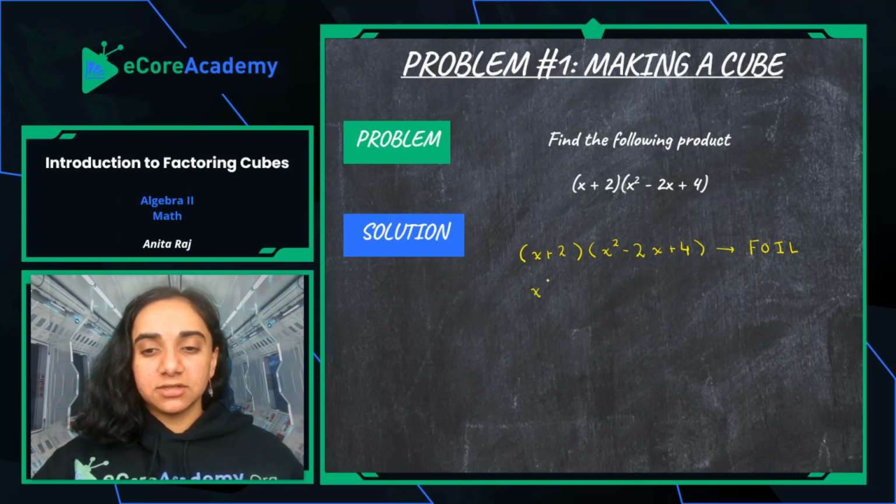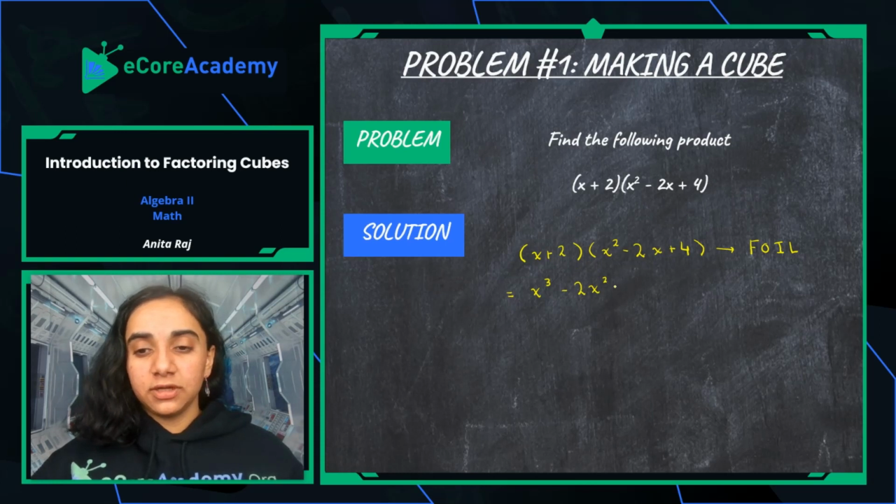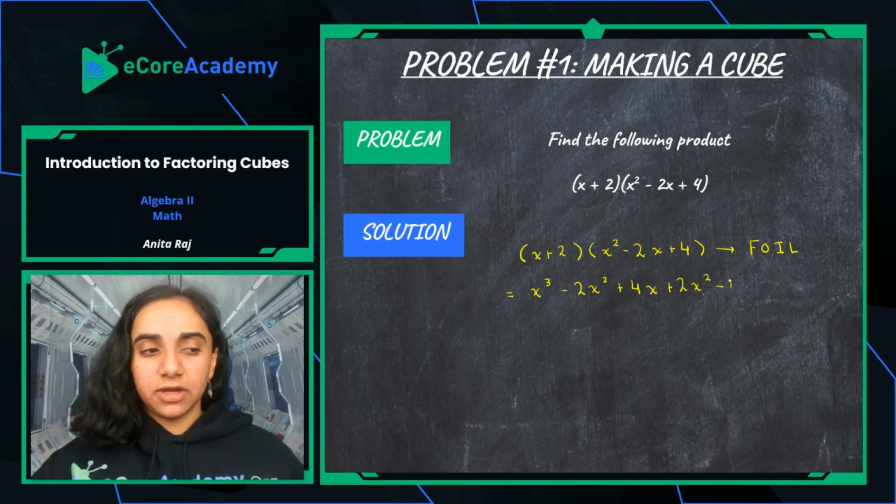That is going to give us x cubed. Then let's do x times negative 2x, which is going to give us negative 2x squared. x times 4, easy, plus 4x. And remember, pay attention to all your signs. Then we're going to move on to 2, and we're going to distribute that amongst these 3 terms. So 2 times x squared is going to give you positive 2x squared. 2 times negative 2x is just going to give you negative 4x.